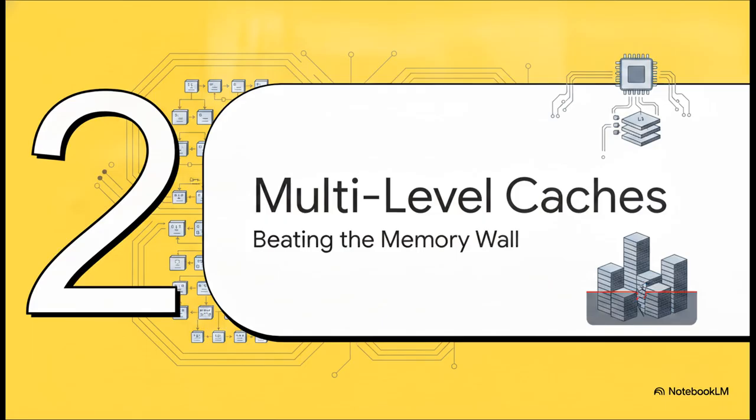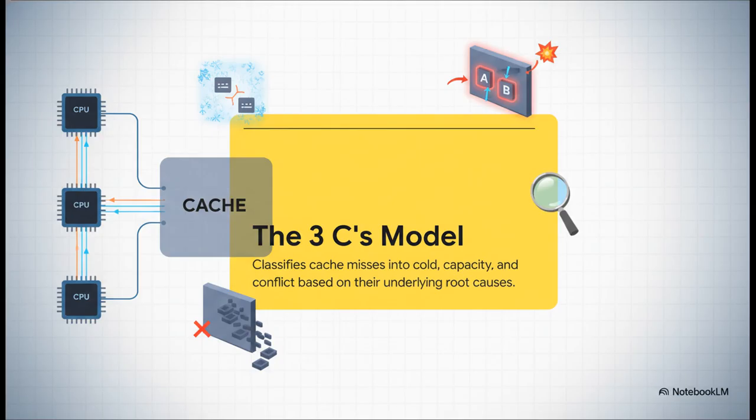Section 2. Multi-level cache hierarchies, overcoming the memory wall. Okay, so once you have a fast multi-core processor, you almost immediately slam right into the memory wall. A processor is ultimately only as fast as the data you can feed it. To hide the massive latency of main memory, we rely on caches. But as we know, caches aren't perfect.